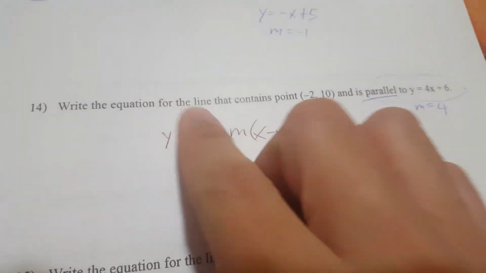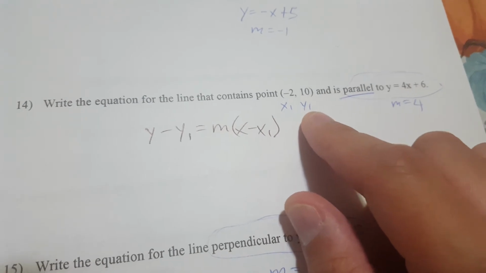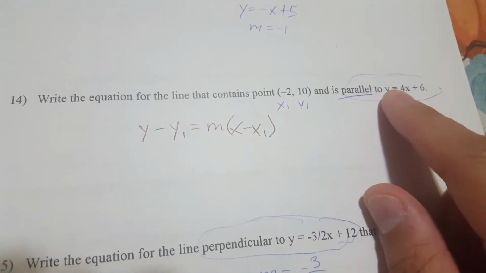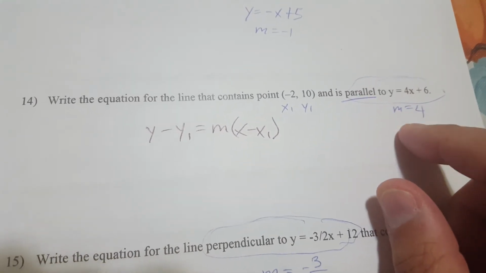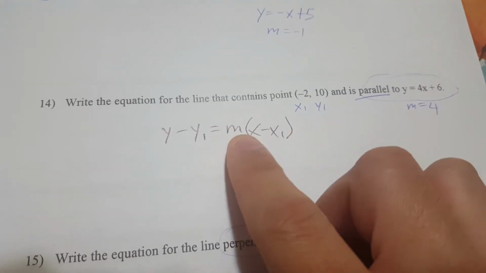Okay, number 14, write the equation of a line that contains negative 2, 10. So there's my x1 and my y1. And the line is parallel to y equals 4x plus 6. So what is the slope here? Slope here is 4. Parallel lines have the same slope, so this is the m that I'm going to use. So I'm just going to plug this 4 in here for m.